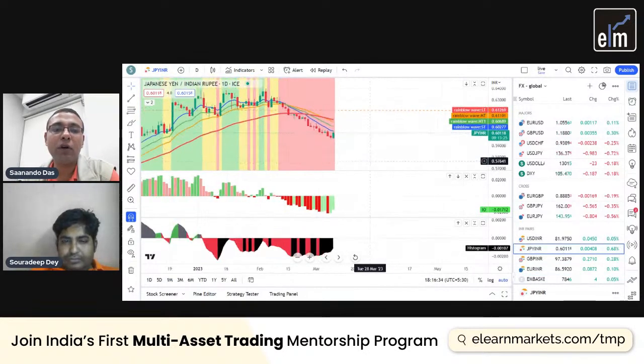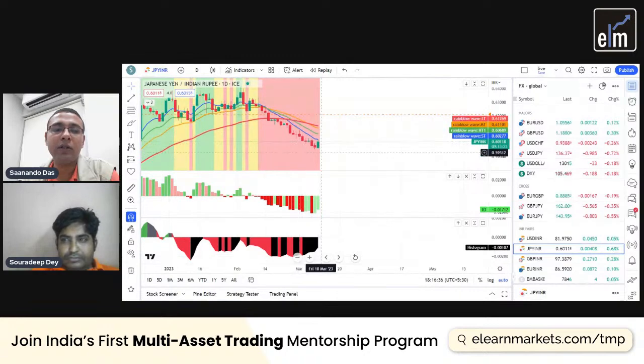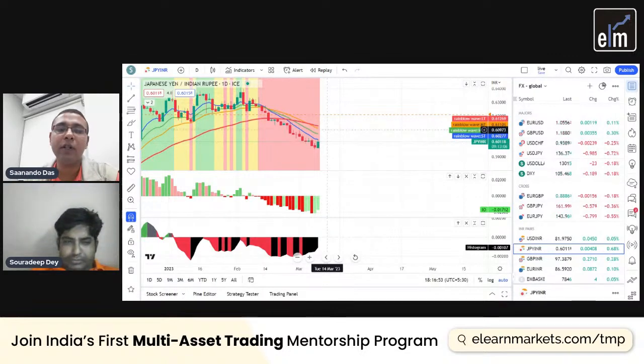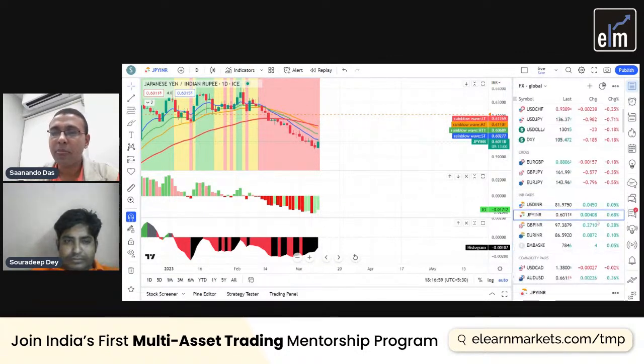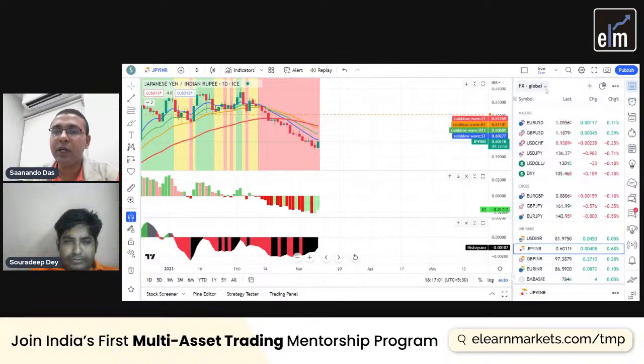JPY INR, compared to all the others, was stronger today. We discussed the reason. Here we can see bearish momentum is fading, so jumping to short may not be a good idea. Let's see what happens. We can short again if it breaks lower than 0.596, or I would wait for a further correction or price action, selling price action around these areas. So that's broadly the currency market.